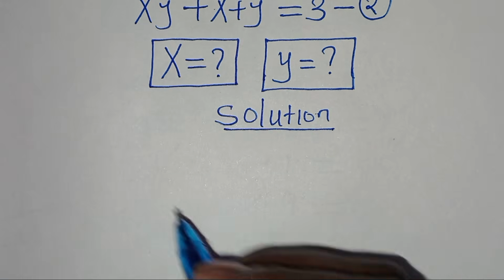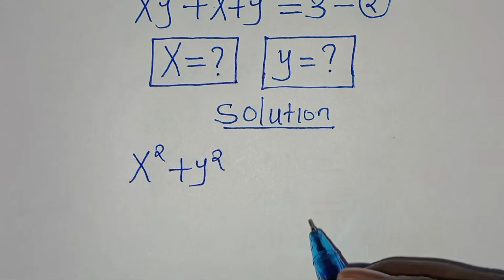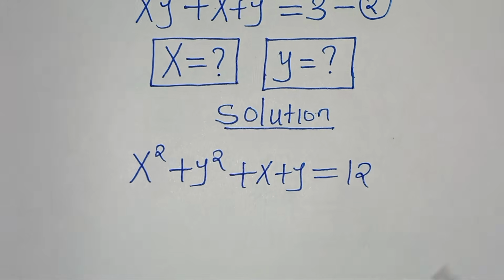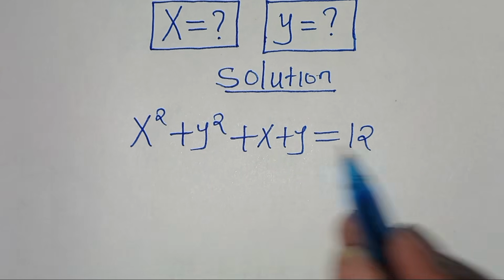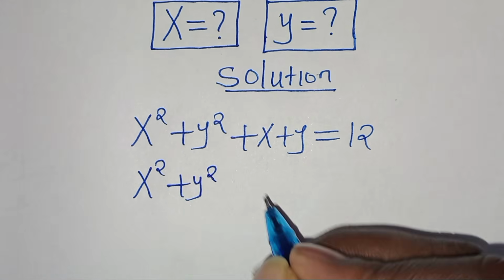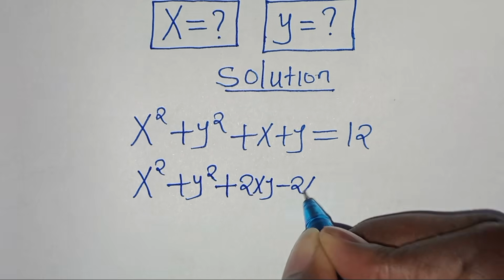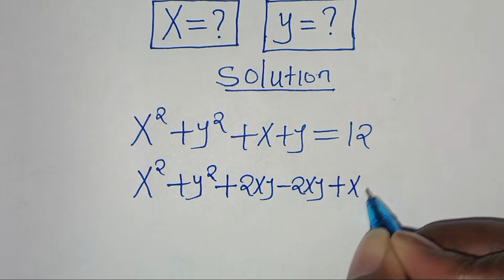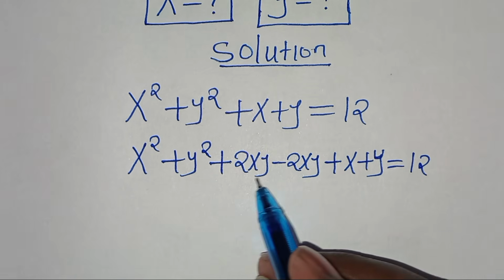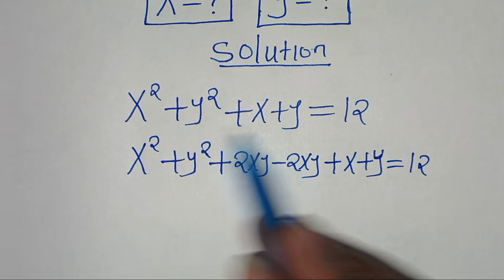From equation 1, which is x squared plus y squared plus x plus y, this is equal to 12. Now, we can express this equation. We can write this as x to the power of 2 plus y to the power of 2. Then now, we can introduce 2xy minus 2xy, then plus x plus y. This is equal to 12. 2xy minus 2xy, this is the same thing as 0. So we have not altered the equation here.